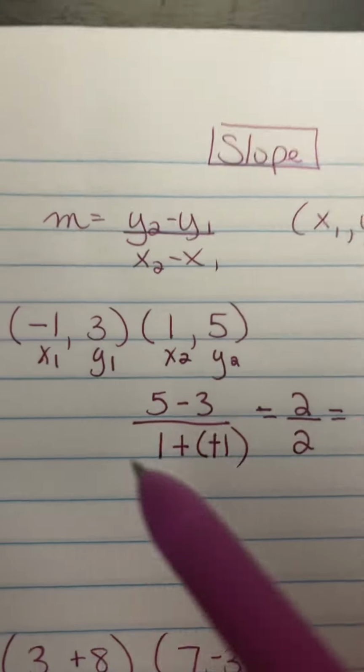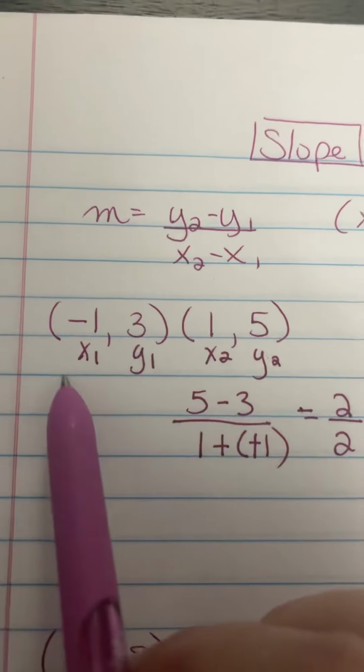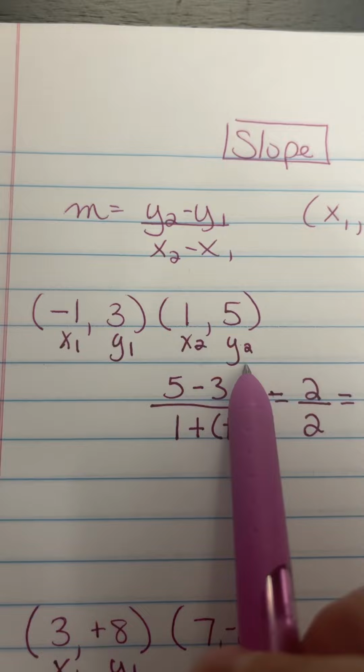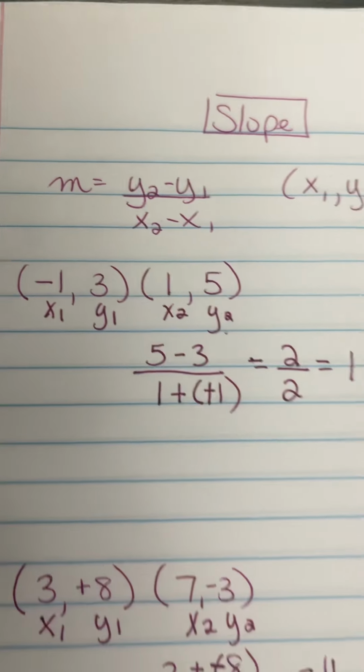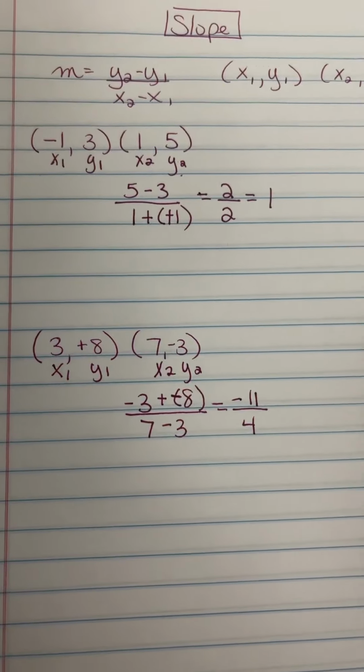So again, labeling your formula, labeling your numbers, x1, y1, x2, y2, and then plugging it in and simplifying. Be very careful with negatives for this.